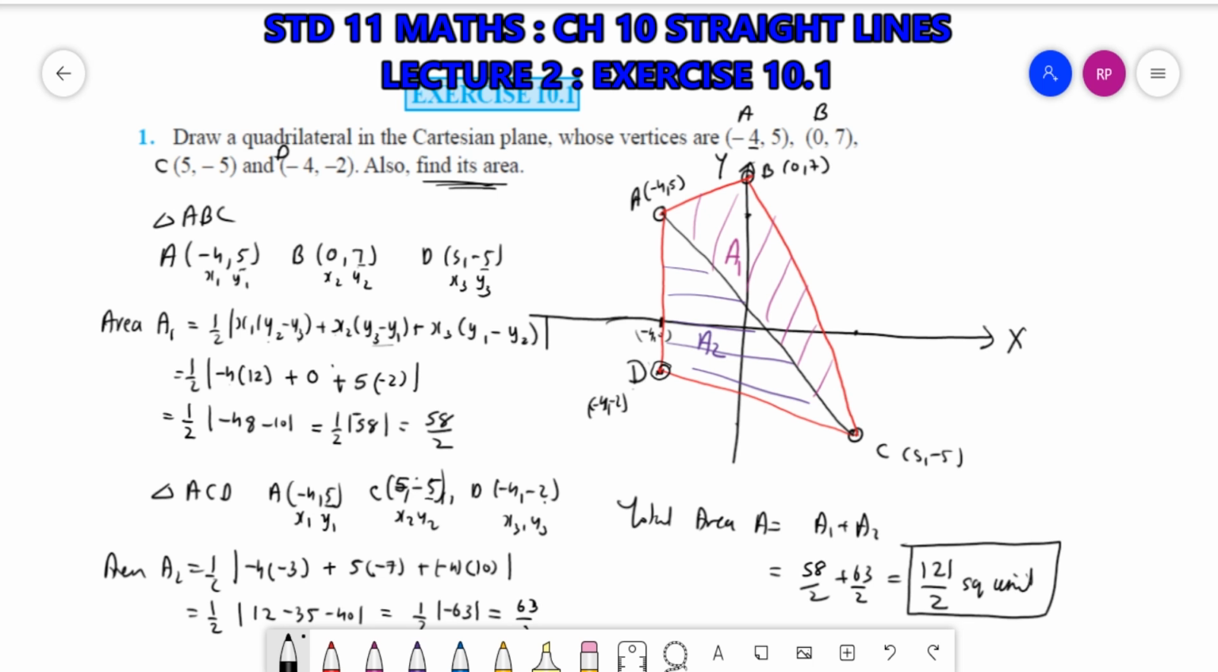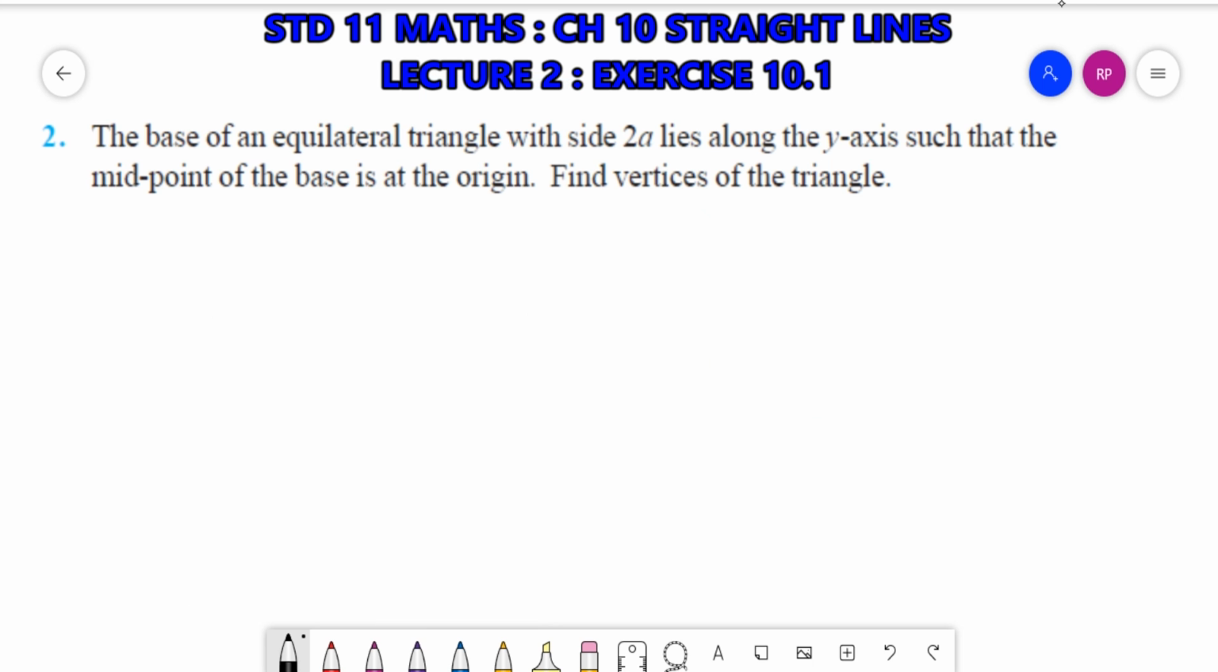Now let's move to the next question. The base of an equilateral triangle with side 2a lies along the y-axis such that the midpoint of the base is at the origin. Let's take this as the y-axis and this as the x-axis. Now see, the base is lying on the y-axis.